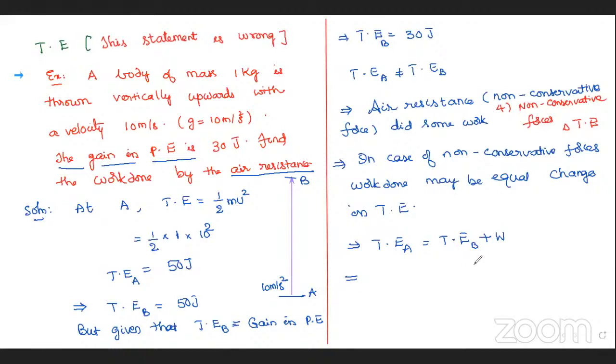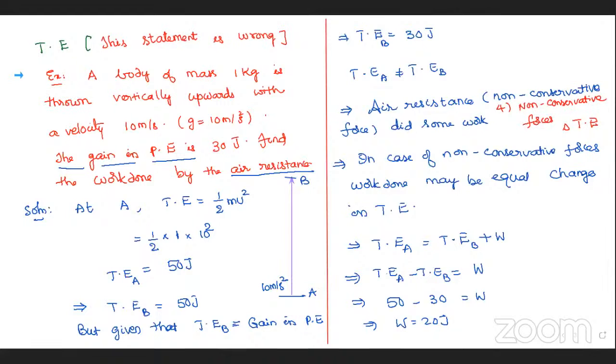Good. That implies work done is equal to total energy at A minus total energy at B. That implies total energy at A is 50, total energy at B is 30. So W is equal to 20 joules. Yes, by air resistance. Exactly, Tanisha, by air resistance. That's why, is this statement correct or wrong? Fourth option here given in advanced exam. Correct. Yes, you can conclude that.